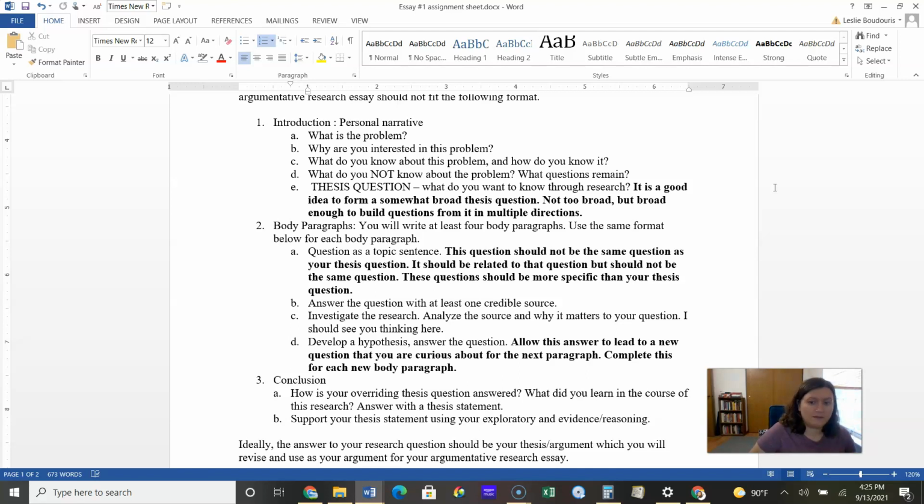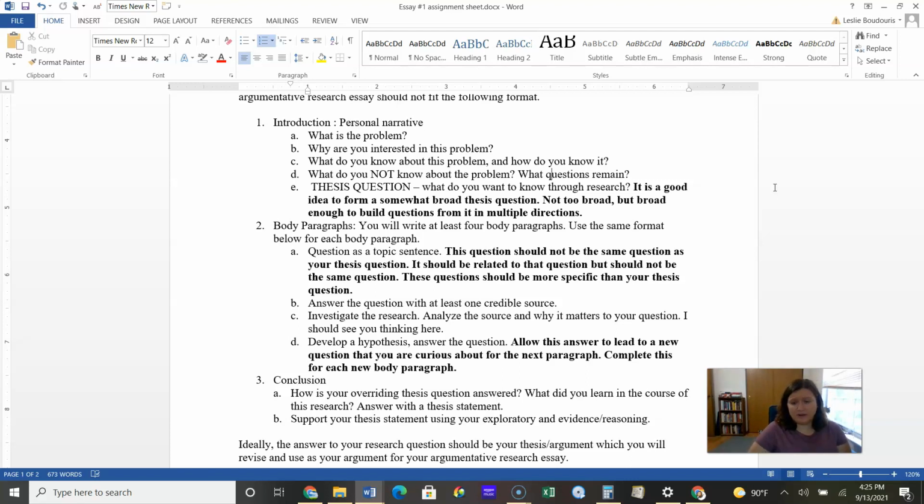So say you're writing about climate change, the problem might be, there are an extreme amount of natural disasters, forest fires, hurricanes, tornadoes, etc., going on at a rapid pace. And so that might be the problem. Now, you don't have to write about climate change, but that's an example, right?